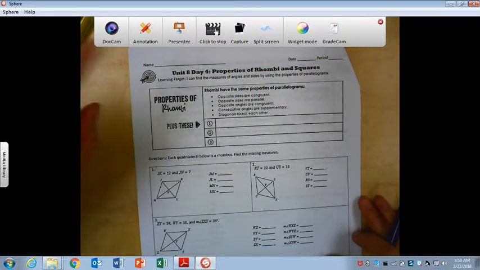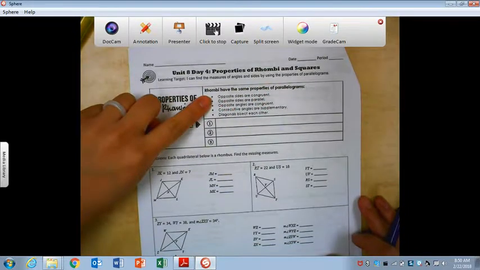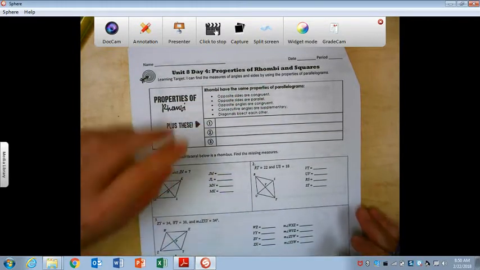Hi guys, so today we're doing Unit 8, Day 4, Properties of Rhombi and Squares. Okay, so rhombi have the same properties as a parallelogram, and then they also have 3 extra things.